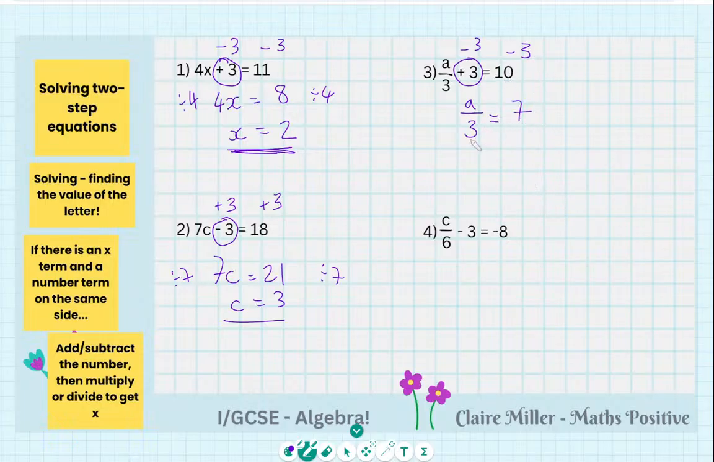Watch out for this. Lots of people do this the wrong way round, but this is a divided by 3, isn't it? So the opposite of dividing by 3 is timesing by 3. We're going to make sure we times both sides by 3. So a divided by 3 times 3 is just a. That's how we get the a on its own. But we have to do the same to the other side. So that tells us a is going to be 21.